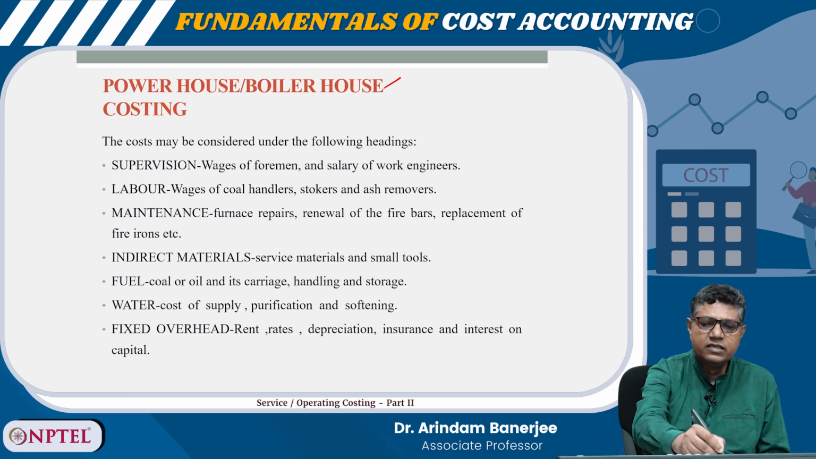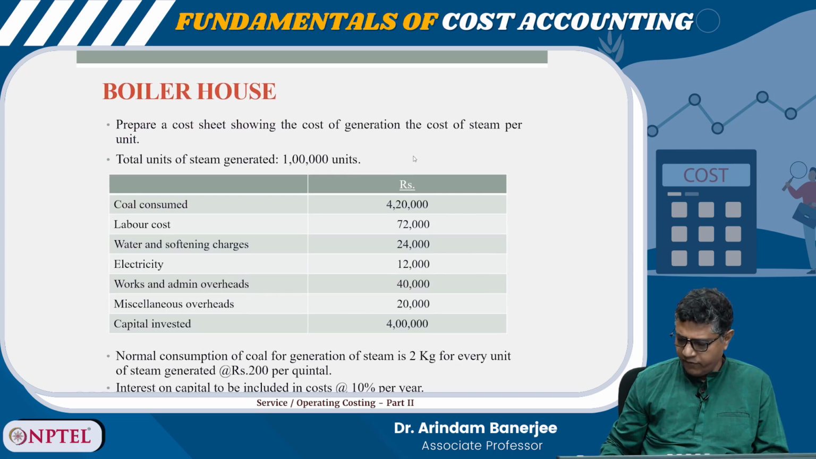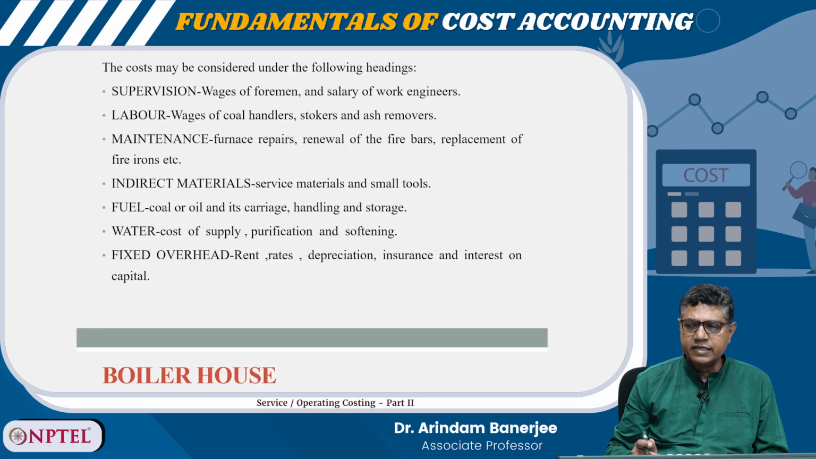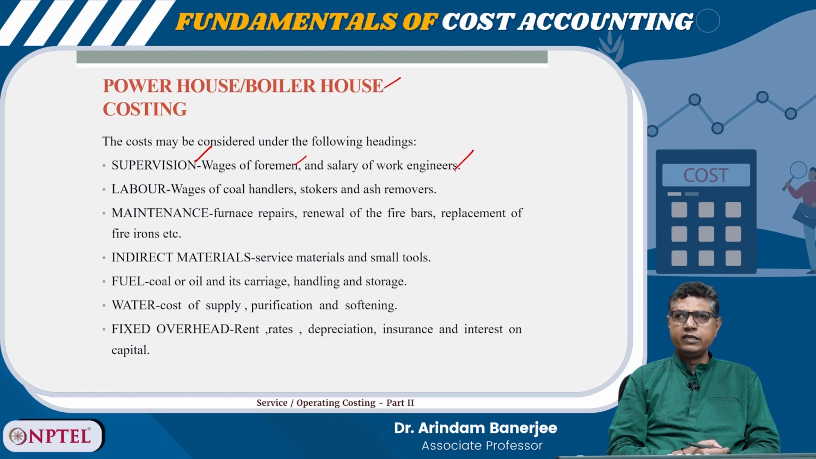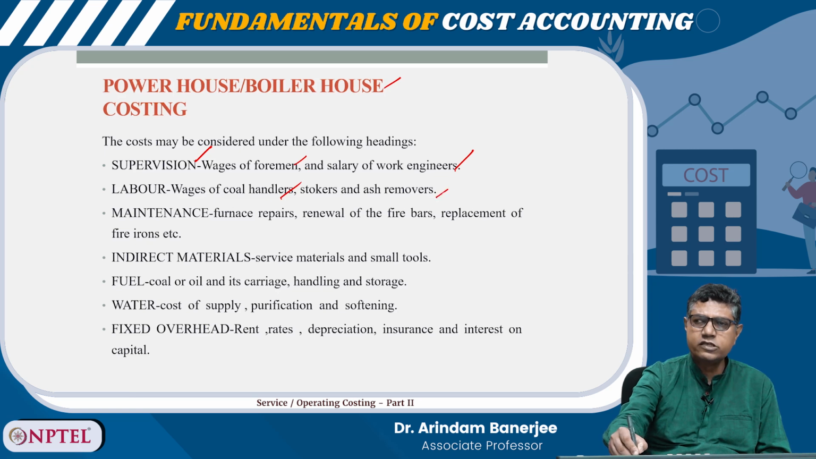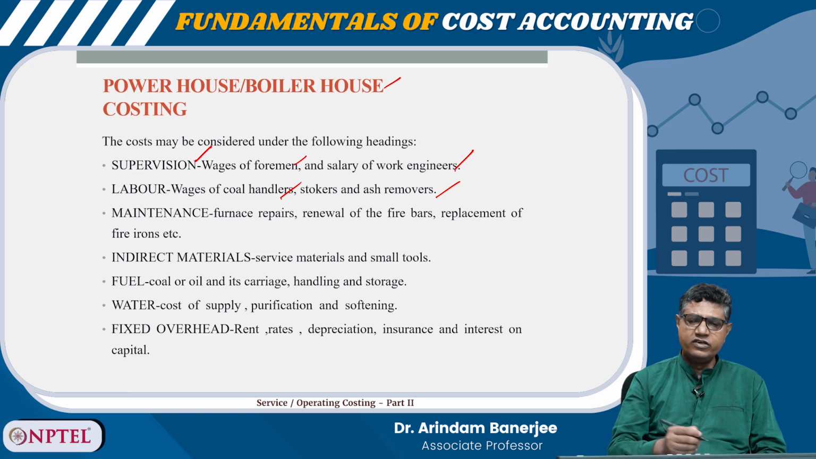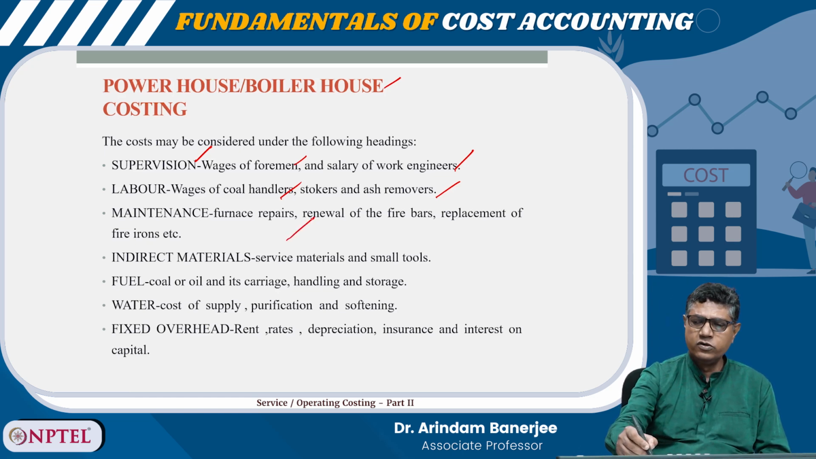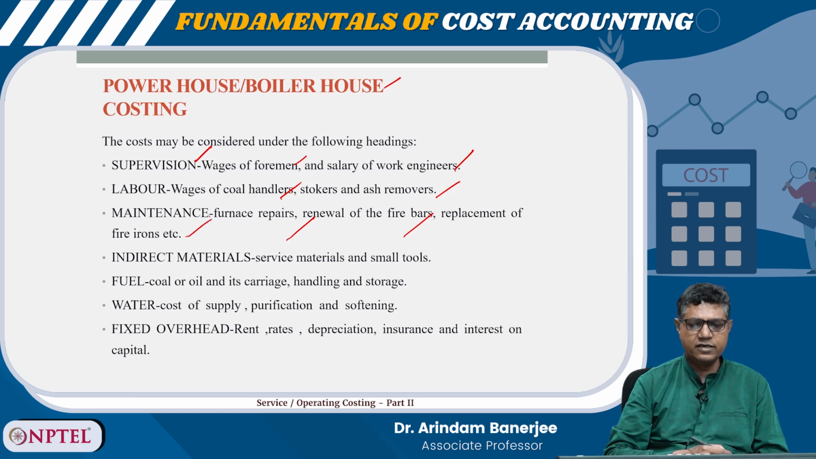First is of course the supervision cost, like wages of foreman, the salary of the engineer, the salary of the works engineers, etc. Then wages need to be paid to the laborers. So, wages of coal handlers, stokers and ash removers, this can come. For maintenance, it requires maintenance. So, furnace repairs, renewal of the fire bars, replacement of fire irons, etc.